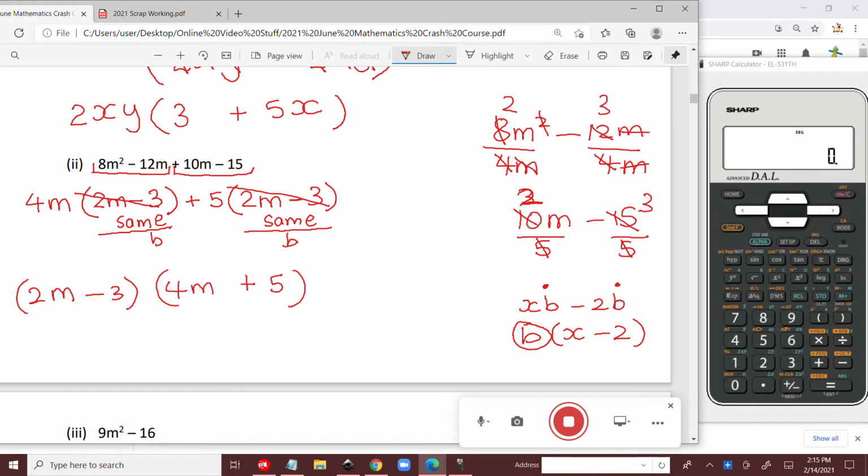And that's the final answer for this particular type of factorization question. The one with 4 items. 1, 2, 3, and 4. Super popular in the CXC exam. Okay?